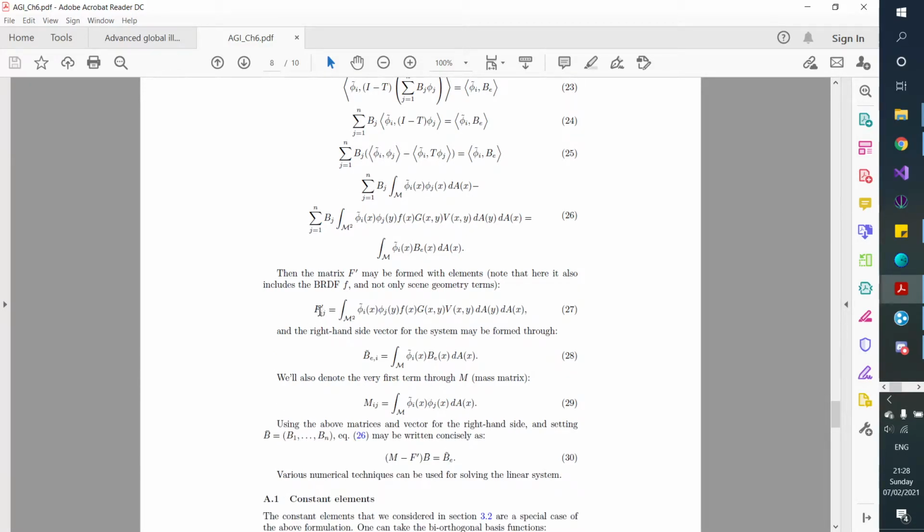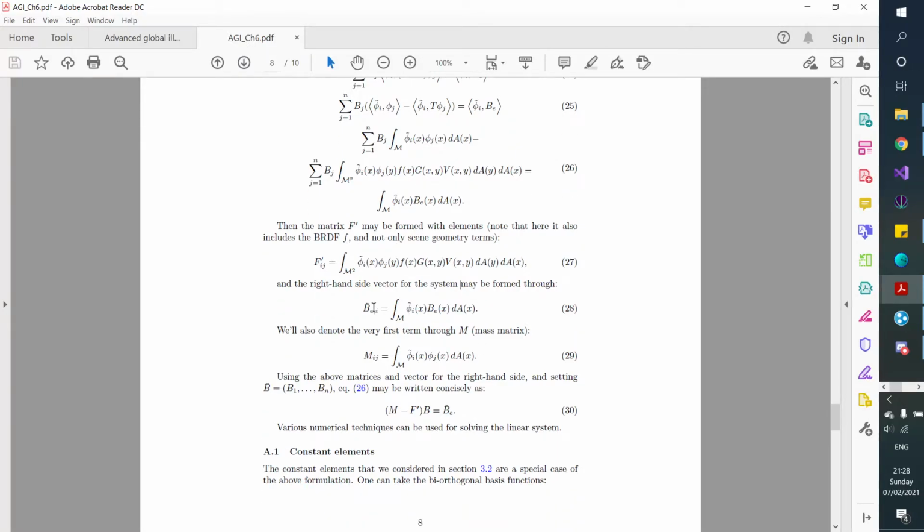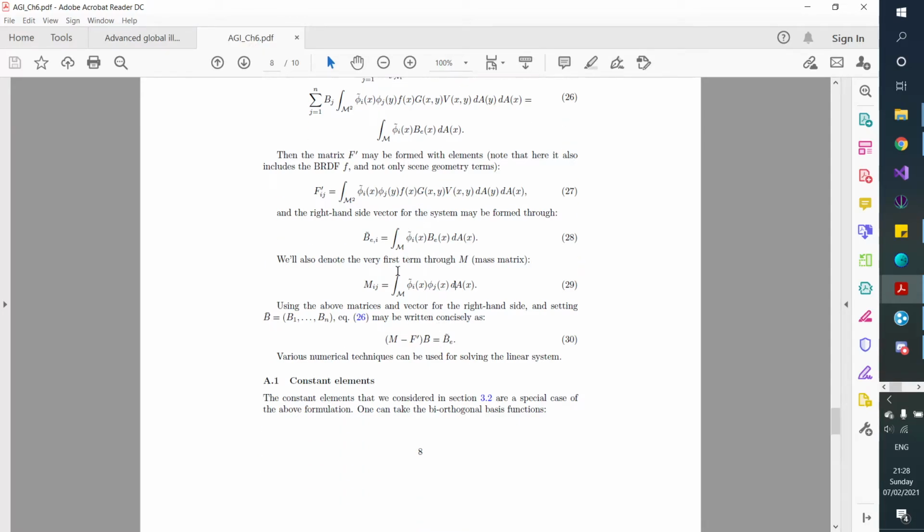Finally, you get, once again, form factors as before, just more complex. You get the right-hand side, again, just more complex. So in the previous case, this phi here was 1 over ai. And finally, you get a matrix which is a bit more complex than what we saw before.